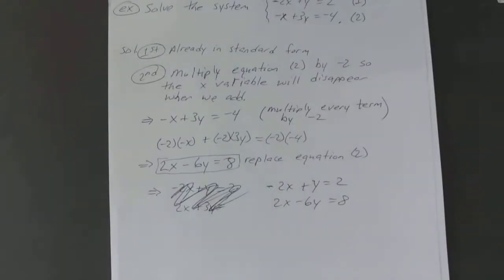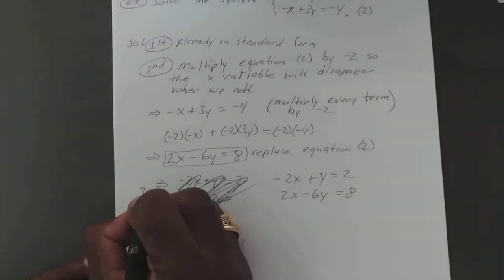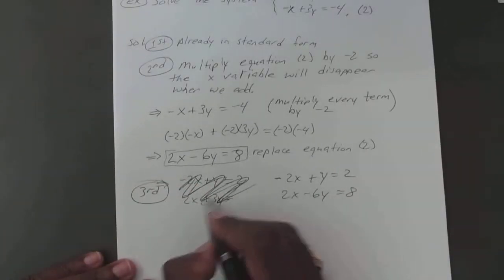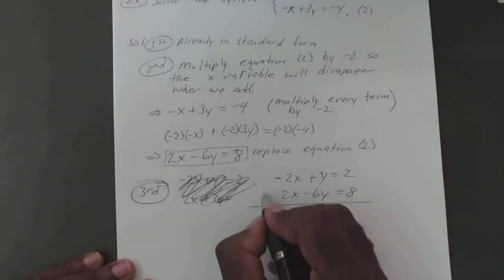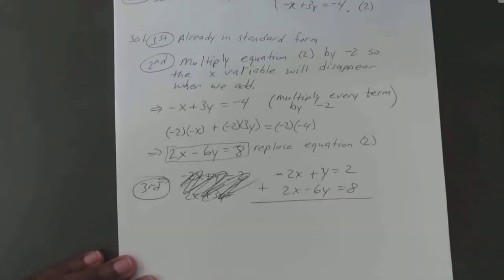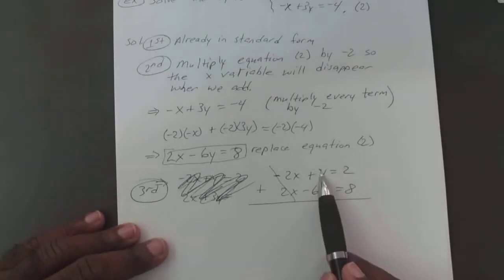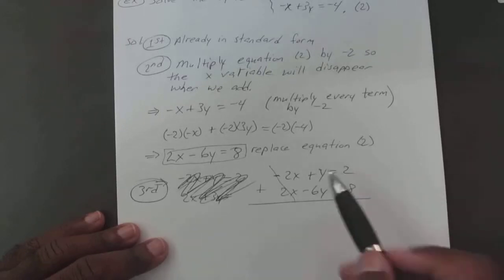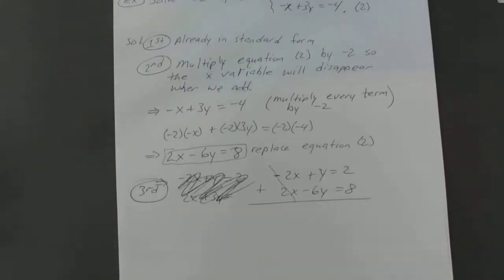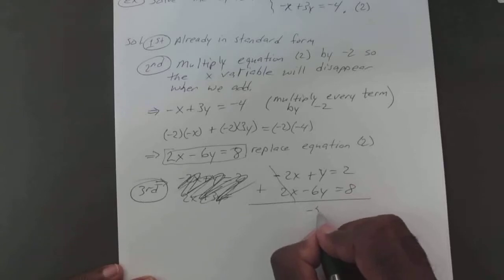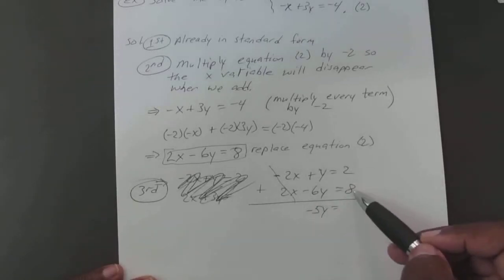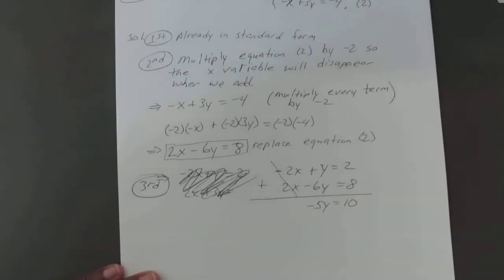Okay, now for our third step, we just add the two together. And I'll just go ahead and do that right here. So if we add those two equations together, you have negative 2x, positive 2x, which is equal to 0, which is exactly what we wanted. We wanted one of them to disappear. So we have y minus 6y. Remember, that's like saying 1 minus 6, so you have negative 5y equals 2 plus 8 is 10.